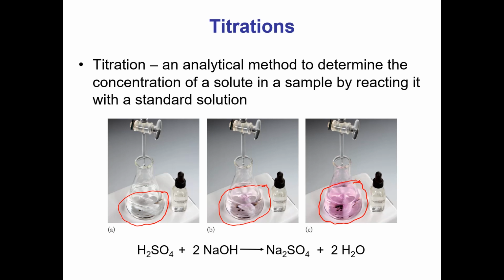So we know the concentration of our sodium hydroxide, and we know how much sulfuric acid we have because we can measure the volume of sulfuric acid, and we know the volume of sodium hydroxide we used, so we can use that to calculate the concentration of the sulfuric acid. So that's all a titration is: a way of determining the concentration of a solution that we don't know the concentration of.